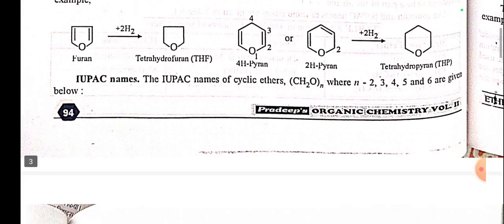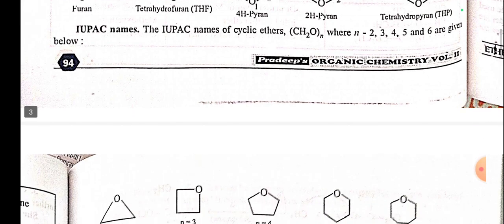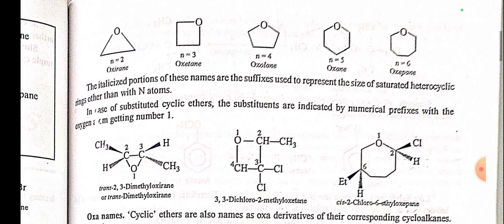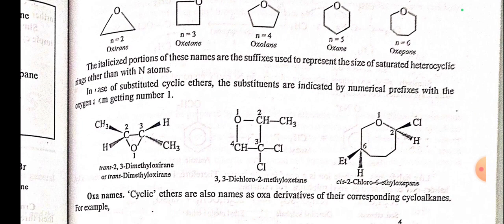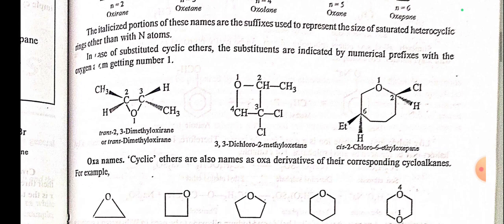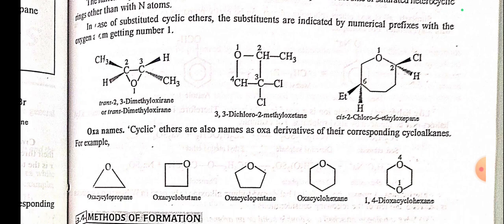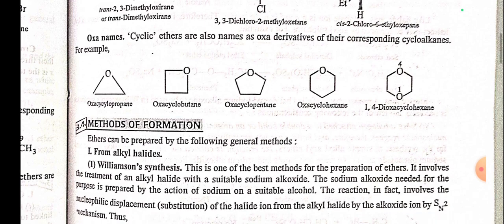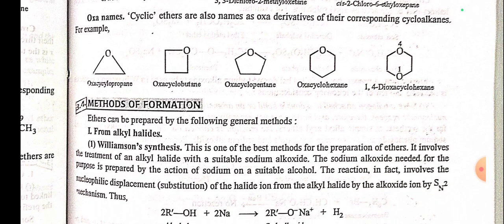IUPAC names of the cyclic ethers with ring sizes 3, 4, 5 and 6 are oxirane, oxetane, oxolane, oxane. The italicized portions of these names are suffixes used to represent the size of saturated heterocyclic rings with n atoms. In case of substituted cyclic ethers, the substituents are indicated by numerical prefixes with the oxygen atom getting number 1. Cyclic ethers are also named as oxide derivatives of their corresponding cycloalkanes: oxycyclopropane, oxycyclobutane, oxycyclopentane, oxycyclohexane, 1,4-dioxycyclohexane.